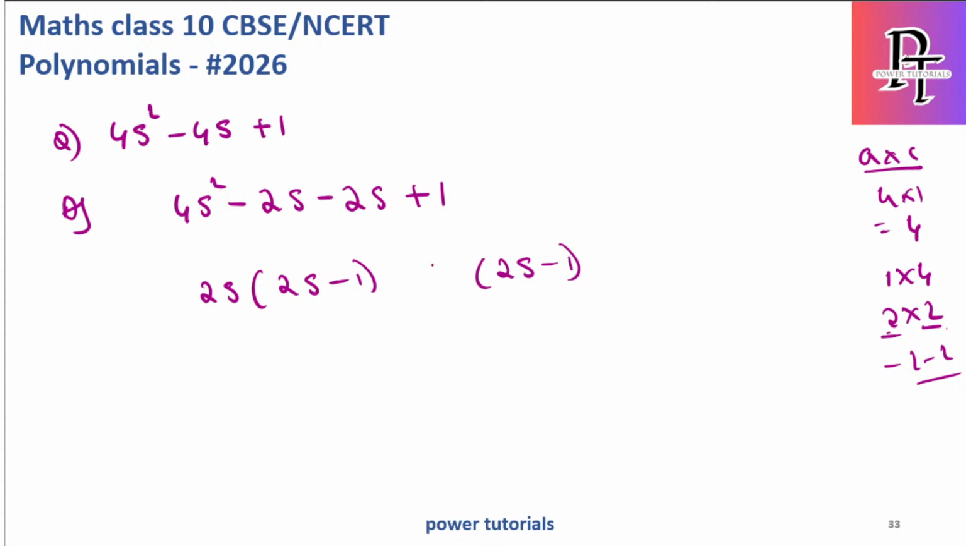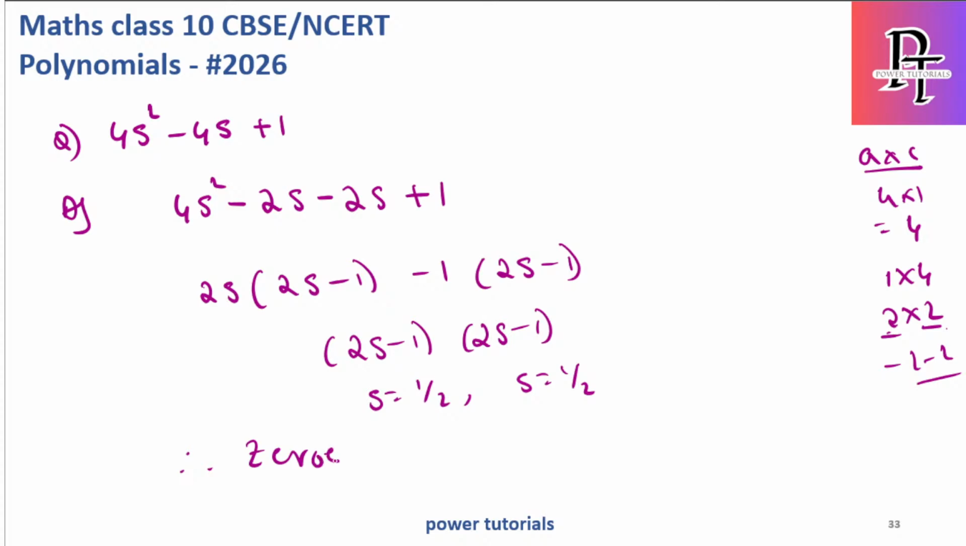Then I will see what I have to multiply. I have to multiply minus 1. So it is simple: 2s minus 1 into 2s minus 1. So s is equal to 1 by 2 here, and here also s is equal to 1 by 2. Therefore, the zeros of 4s square minus 4s plus 1 are 1 by 2, 1 by 2.